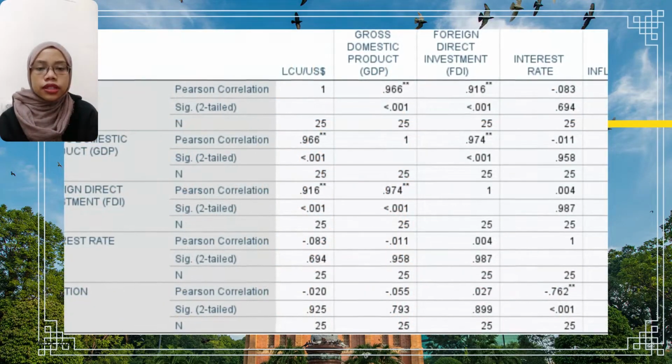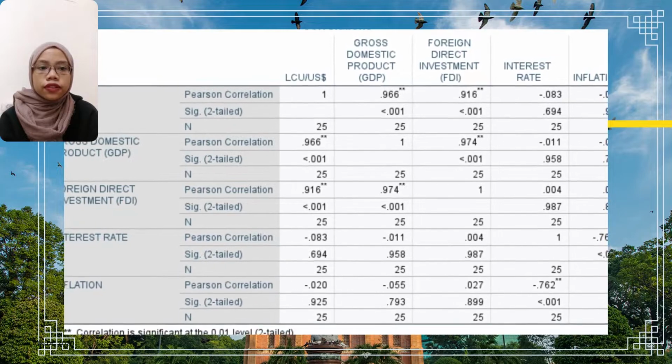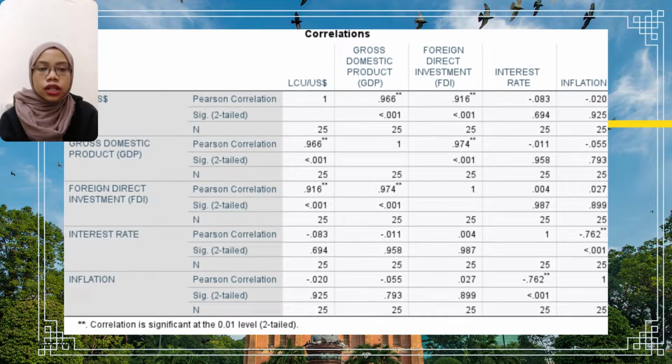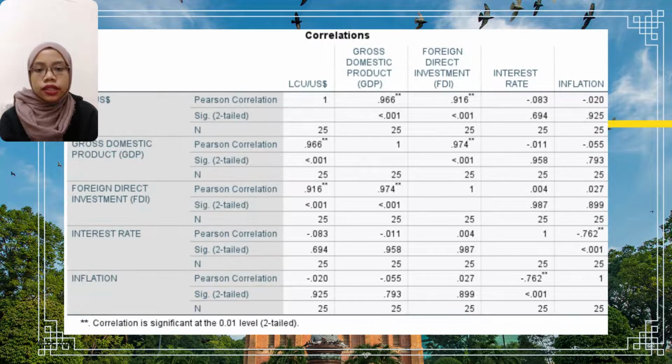Next, I will talk about correlation analysis. The values of correlation of the gross domestic product and foreign direct investment are 0.966 and 0.916 respectively. It is considered a positive correlation. We can explain that if the GDP and FDI increase, the exchange rate of the Vietnamese dong is also increasing.